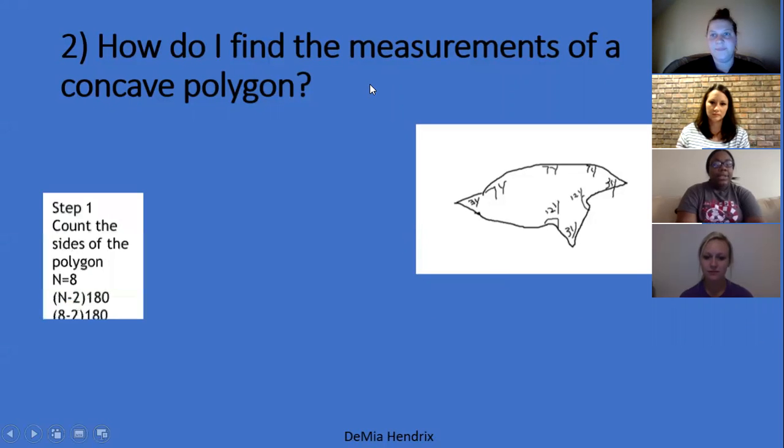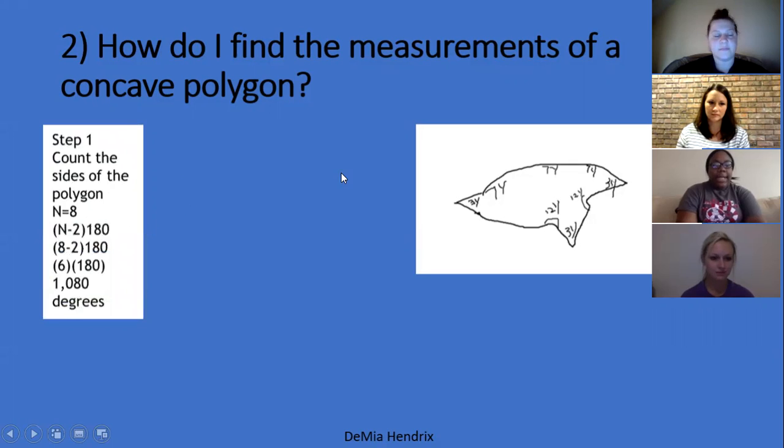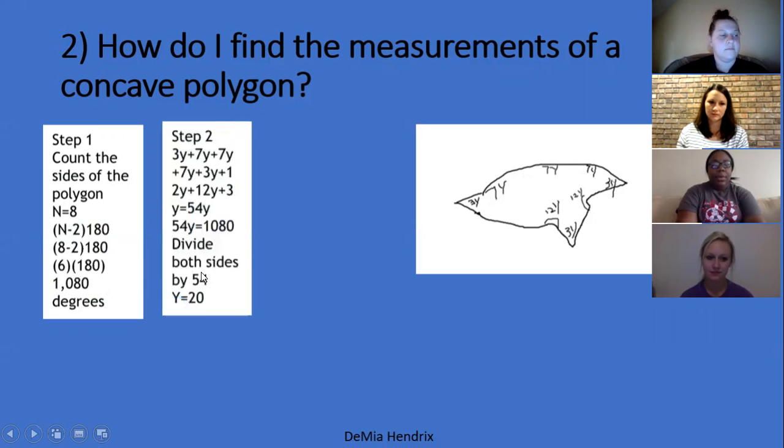Okay, so you start by counting the sides. As I said, it's 8. With this particular formula, you're going to do n minus 2, n being the number 8, times 180. So you're going to plug in 8. You're going to get 8 minus 2, which is 6, and you're going to times that by 180, and that's going to get you 1,080 degrees. But we're not quite done. On to step number 2.